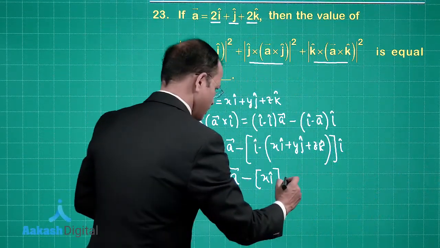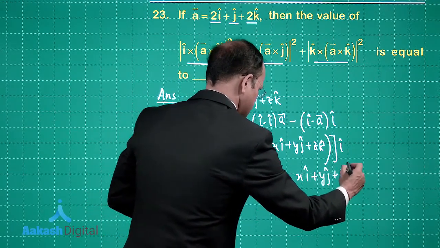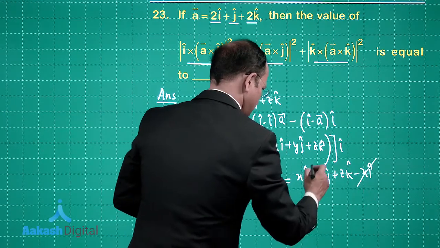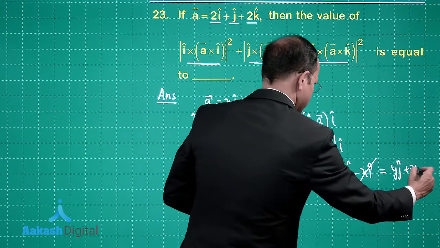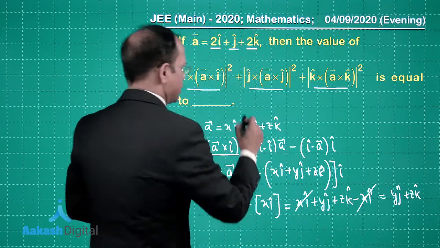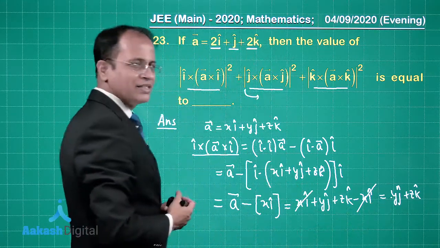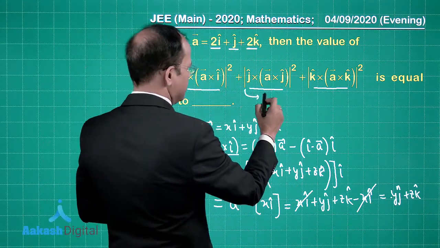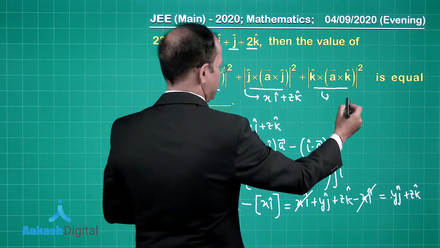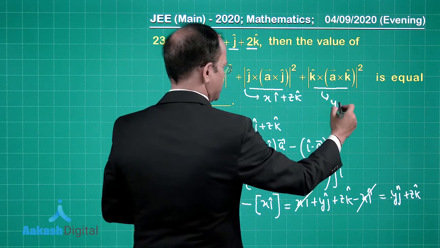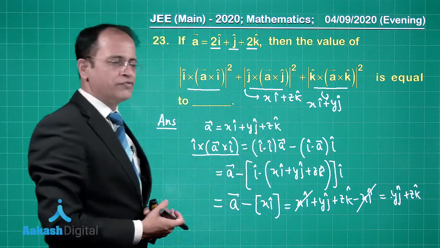So vector A is nothing but xi cap plus yj cap plus zk cap, and this is minus xi cap, right? So this is cancelled. So this part is nothing but yj plus zk cap, right? Similarly, if I talk about the next part, because for this we have taken yj plus zk cap, here we can take xi cap plus zk cap. Same thing. Then here also, because we are talking about xi cap plus yj cap, right? So once you simplify these forms, we get this.